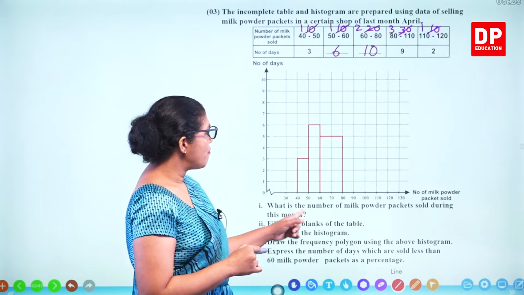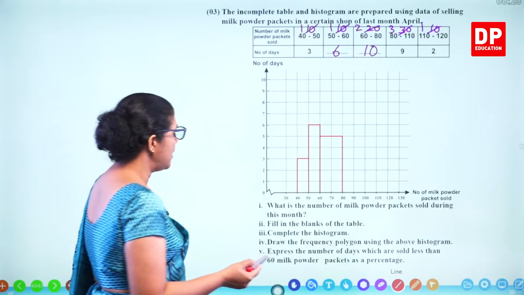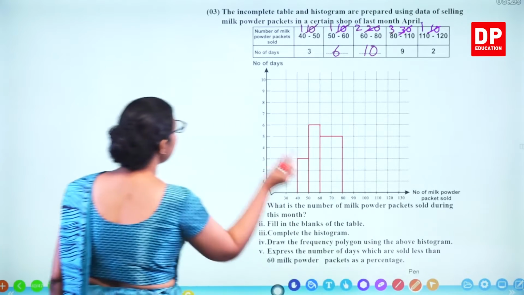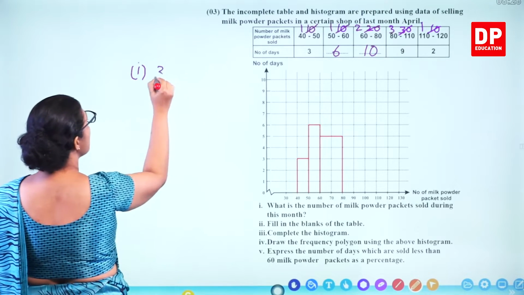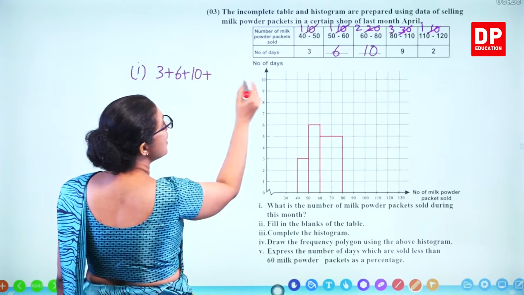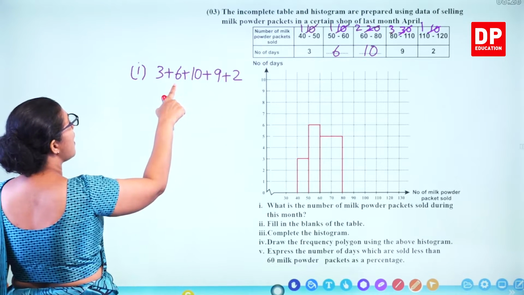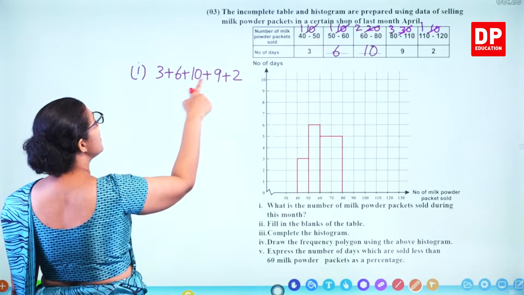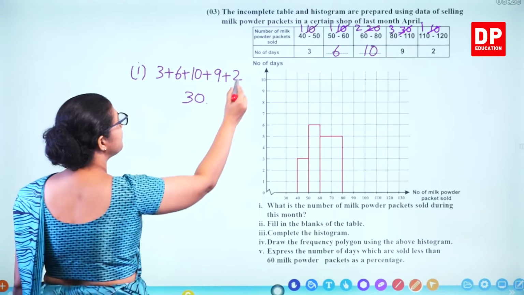What is the number of milk powder packets sold during this month? So you can take the total. Total 3 plus 6 plus 10 plus 9 plus 2. So you get 9, 9, 9, 18, 20, 30. So altogether 30.